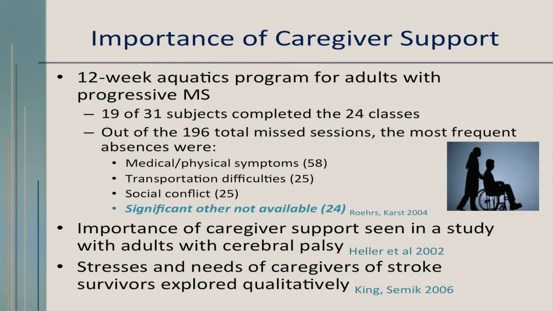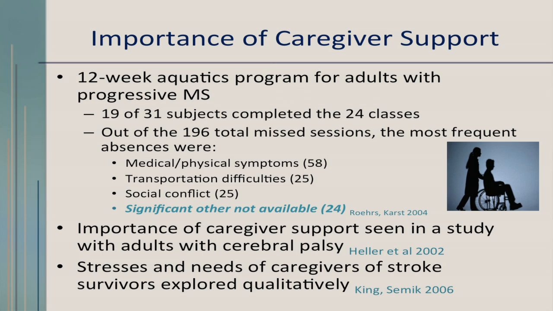There's also the importance of caregiver support. There was a study that was done that looked at a 12-week aquatics program for people with progressive multiple sclerosis. You can see that a lot of people actually did not complete all 24 classes for this particular program. Out of the large number of total missed sessions, the most frequent absences were due to medical or physical symptoms. This was followed by transportation difficulties, social conflicts, and significant other not being available.